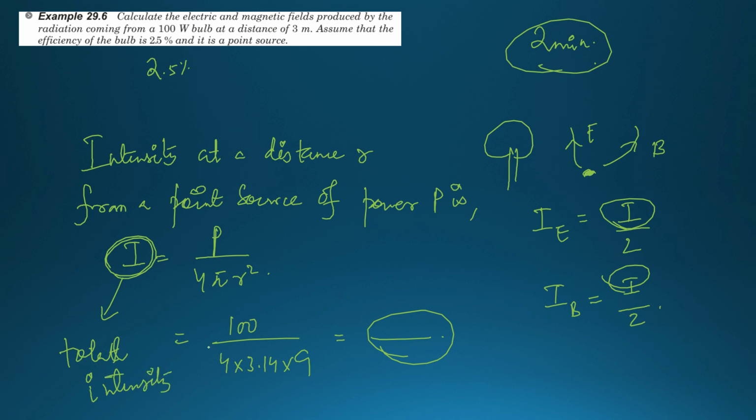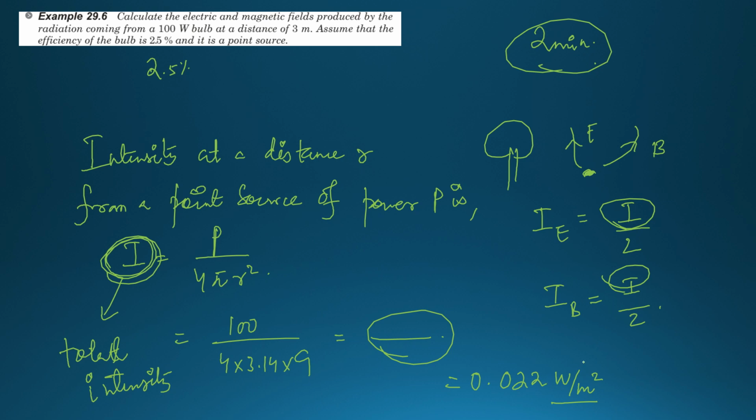And assume that the efficiency of the bulb is 2.5%. That means 2.5 by 100 of the intensity is actually coming out. That means the efficiency. So suppose I'll just write the value of it. You can calculate the answer. This one will be 0.022 watt per meter square. This is the intensity.